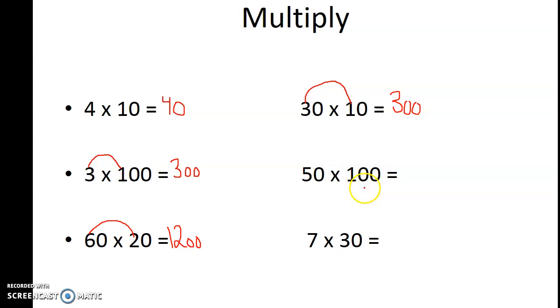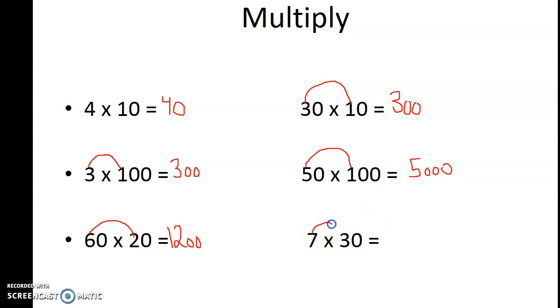Another example, skip the zeros. 5 times 1, how much? It's 5. Now the next step is to count the zeros in the factors. 1, 2, 3. So don't forget to count this one also. Not just 2 or not just 1. In both, it's 3. Place them at the end.